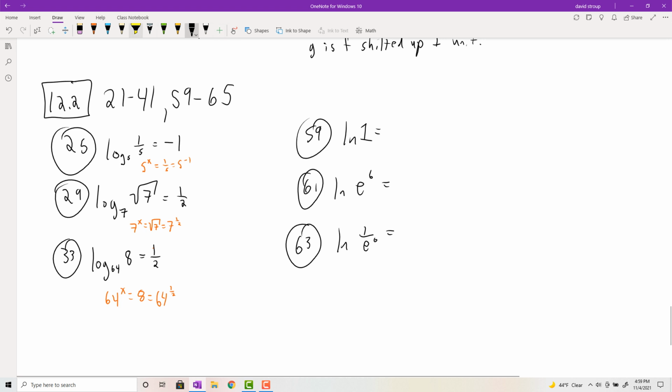ln of 1. So these are the natural logs. There's also the common log. The common log has base 10. The natural log has base e. So the question here is e to what power equals 1, right? And that's 0.